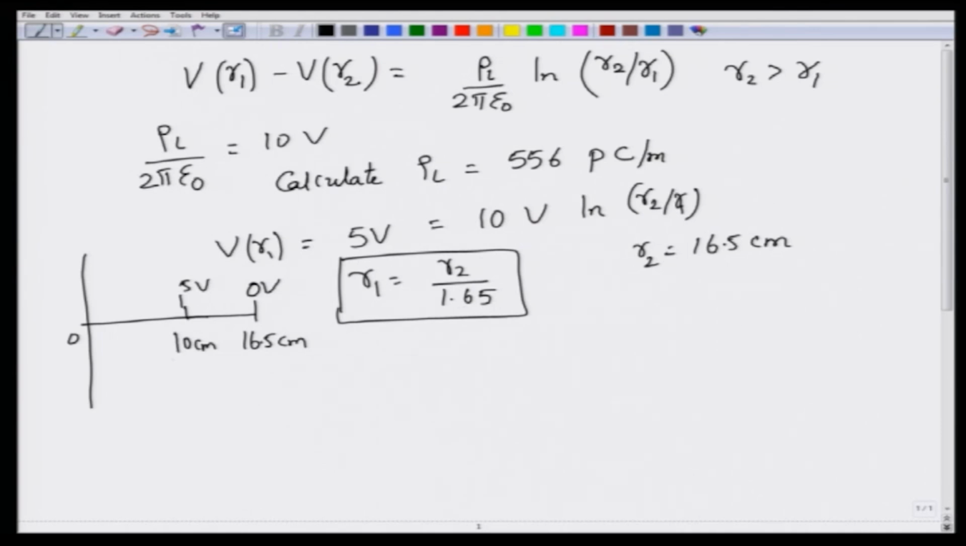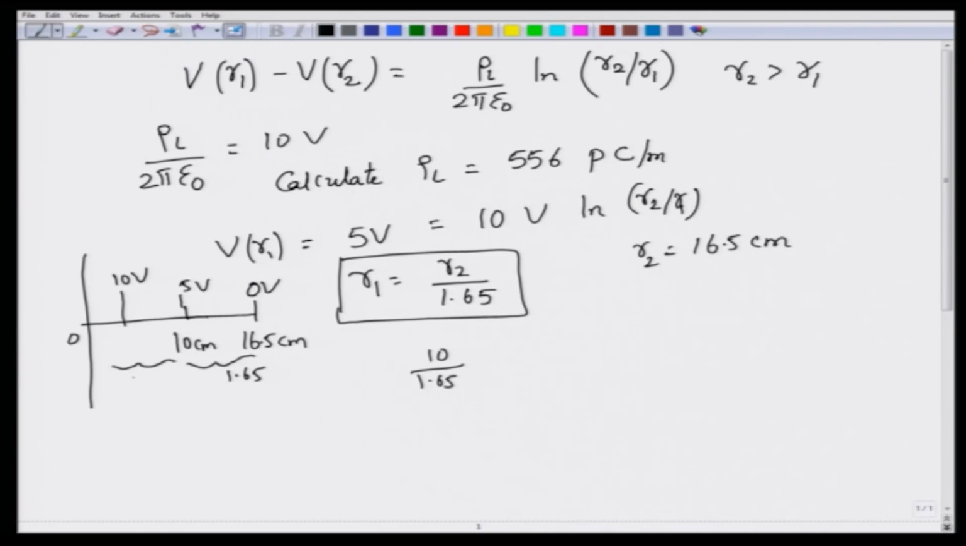So, at R1 equal to 10 centimeter from the origin, the potential is 5 volt. You can again try to find out where the potential gets incremented by another 5 volts, that is I want to find out what would be the value of R where I get 10 volts, and that value will be 10 centimeter by 1.65, right. So, because these ratios that you are looking at, the ratio between these 2 points is 1.65.